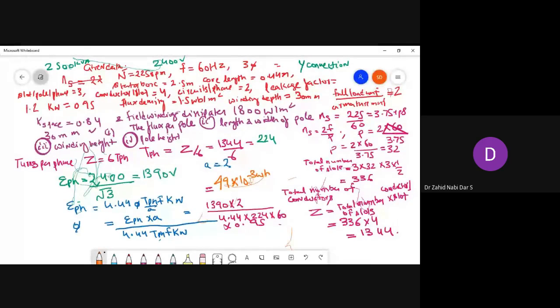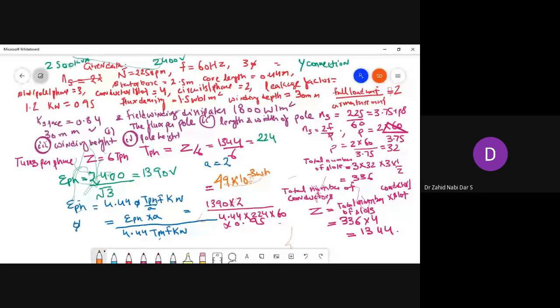Yeah, you are able to see now? Yes, sir. So this was about it. Now the first part I calculated. This has come for 12 marks. The flux per pole I have calculated.